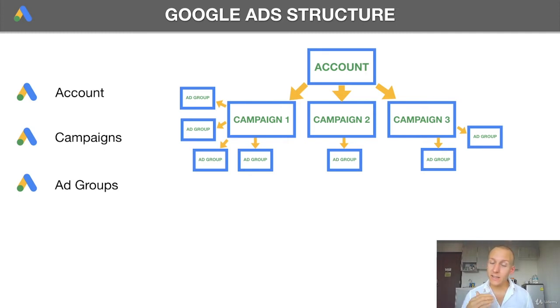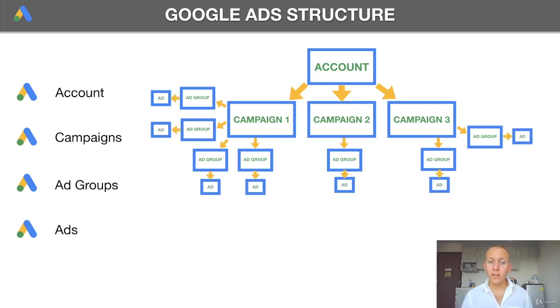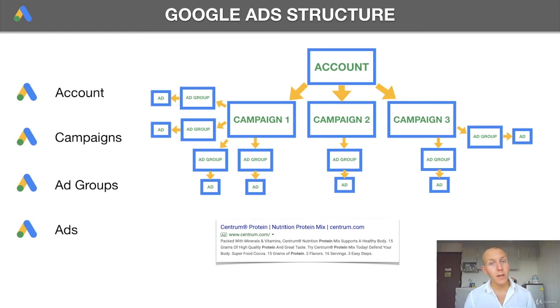And now in this hierarchy, each ad group is also going to have ads, right? So every single ad group needs to have ads. And ads are what pop up when you are using a search term, when you're searching for something. So in this example, I searched for protein powder, and this ad is what popped up in the result, right? And an ad is what's contained within an ad group.